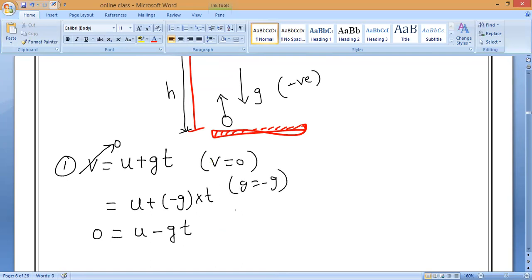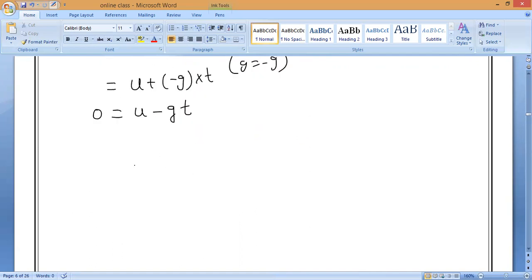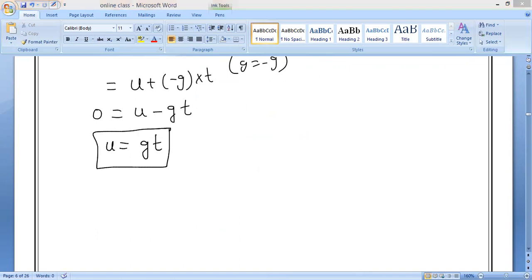Now minus GT will come to this side. What will it become? Plus GT. So this is the first equation: U is equal to GT. Okay, guys? All of you should remember. For vertically upwards motion, the initial velocity is maximum and the final velocity is 0, so we can directly represent the final velocity as 0.